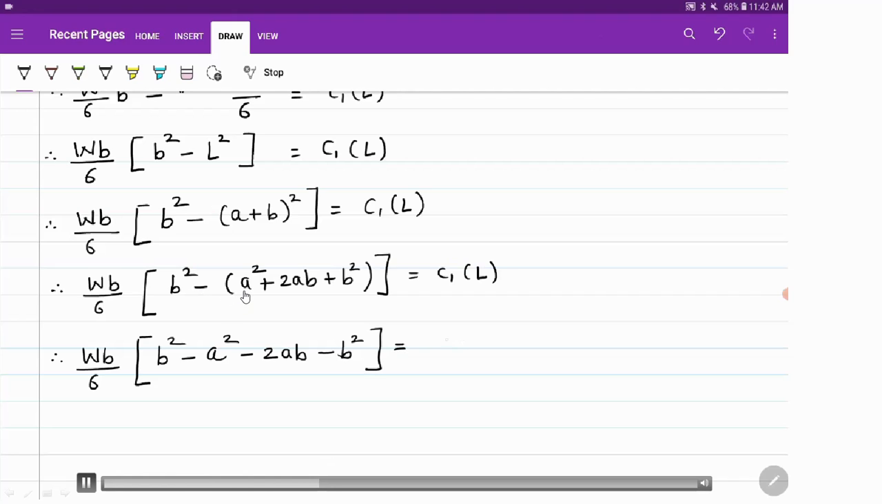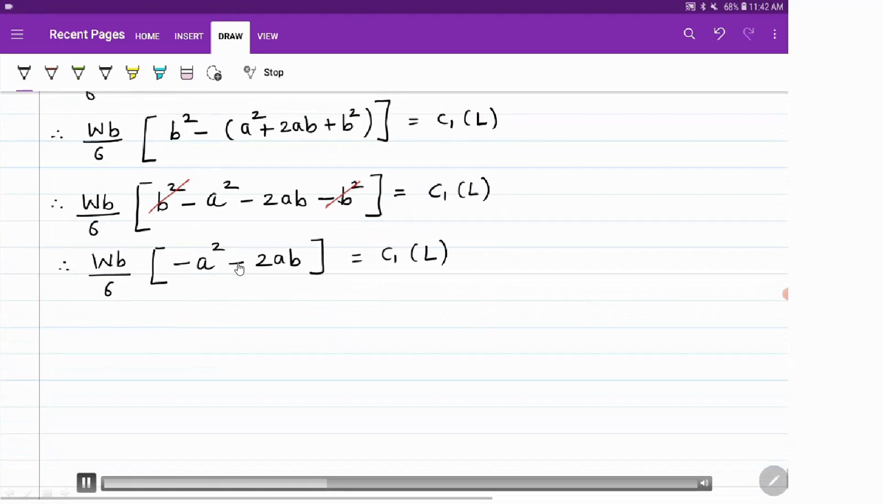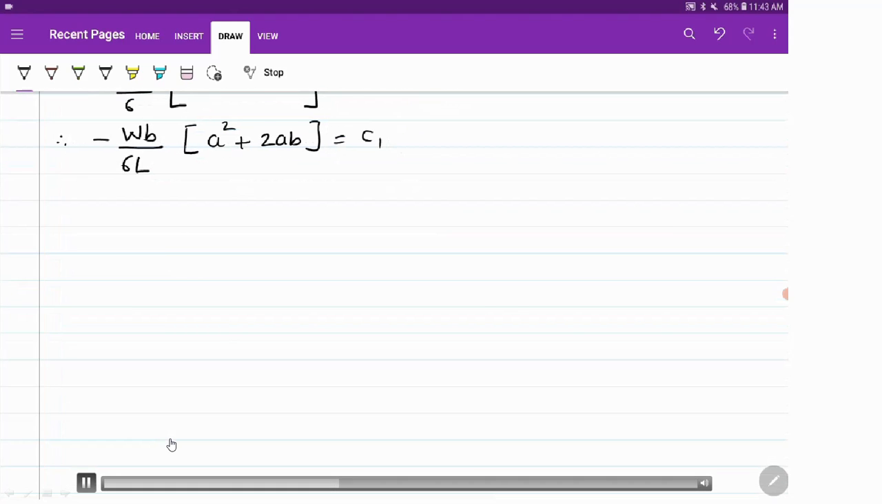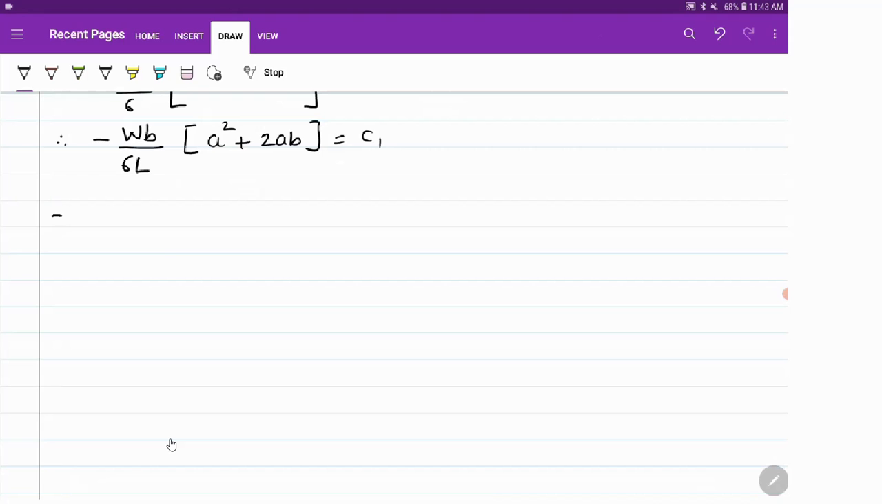Now take this negative sign inside, so all the positive terms will become negative, and you can cancel out this B square and this B square term. So it will be minus A square minus 2AB. Now you can take the minus sign common from these two terms, so we can say that it is nothing but minus W by 6. As we have taken the minus sign common, it will become plus inside the bracket. Transfer this L on this side, so it will become 6L over here in the denominator. So this is the value of C1, that is minus WB by 6L into bracket (A square plus 2AB).